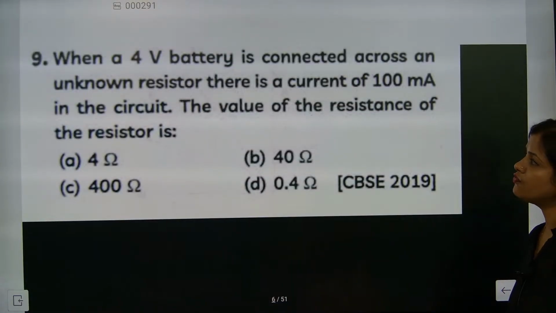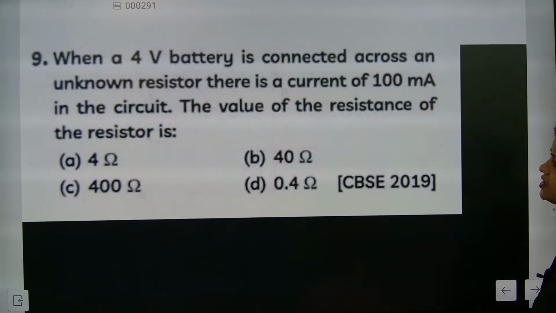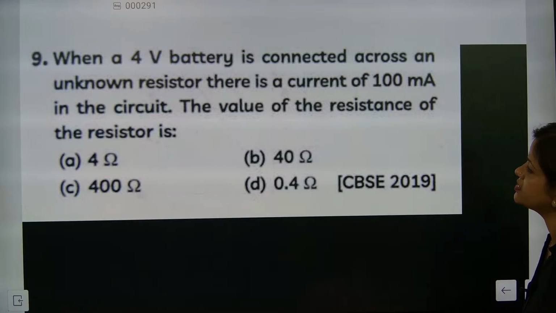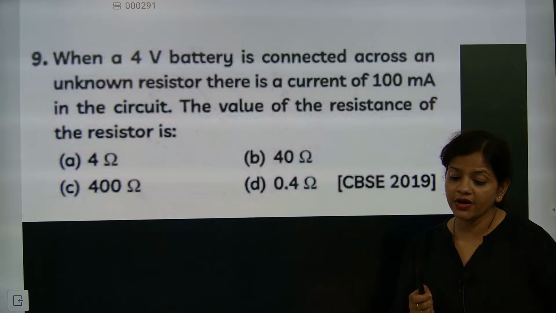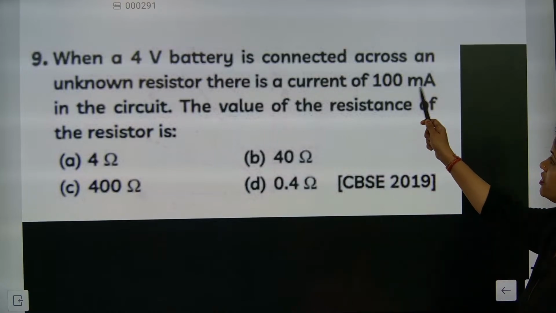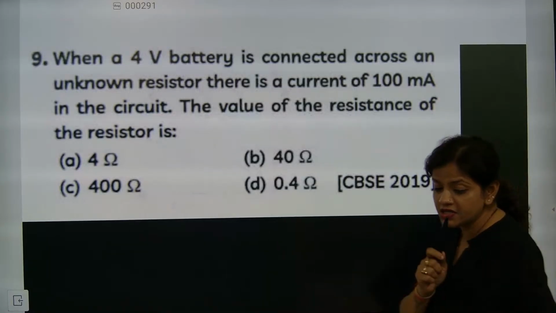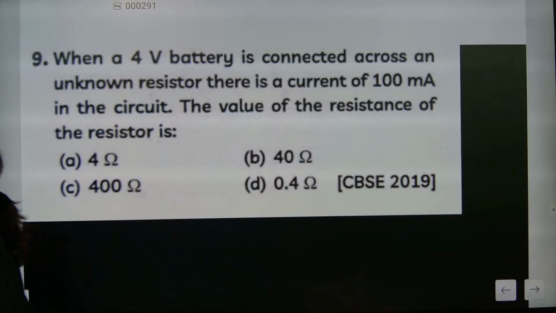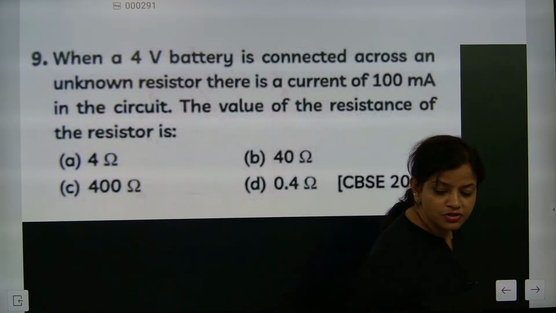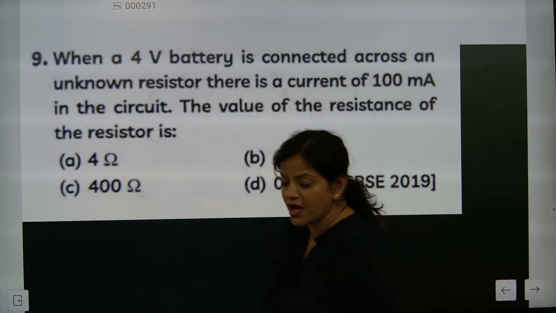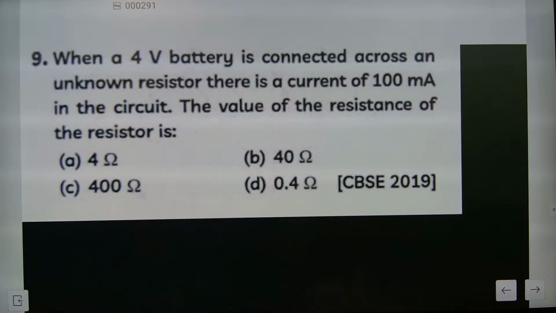Okay, we'll go for the next question. When a 4-volt battery is connected across an unknown resistor, there is a current of 100 milliampere in the circuit. The value of the resistance of the resistor is? In the last class, in the instruction manual, what they told: first, you have to convert milliampere into ampere and then start your work. So this is the most important conclusion: whenever they give you milliampere, your first duty is to convert it into ampere and then solve the question.